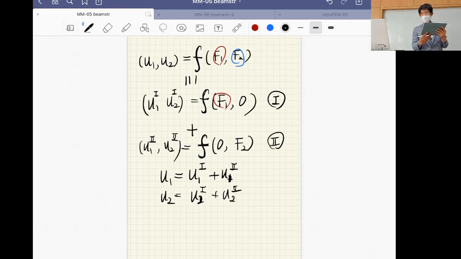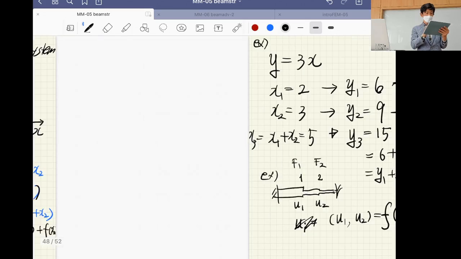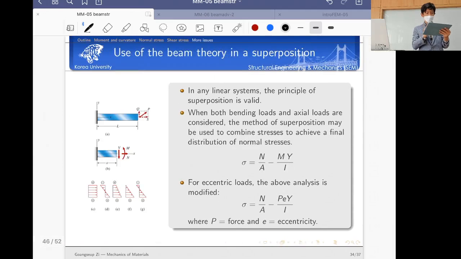So now let's go back to our lecture note. This is our lecture note here. Now I have a one-dimensional problem that we considered a long time ago. So we have a one-dimensional problem here.